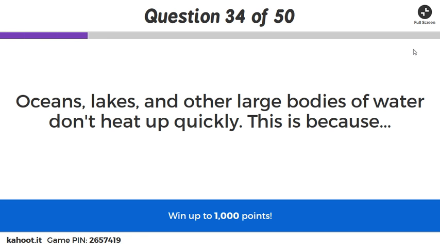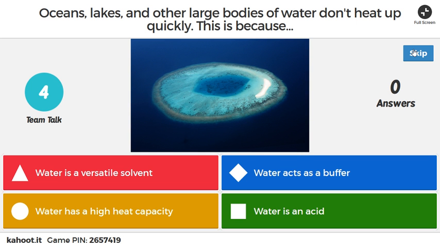Oceans, lakes, and other large bodies of water don't heat up quickly. This is because why? Think back to properties of water. We talked about this at the very beginning of the year when we did cohesion and adhesion.